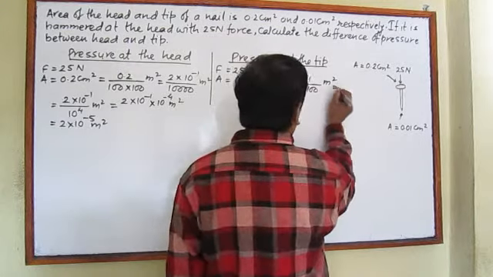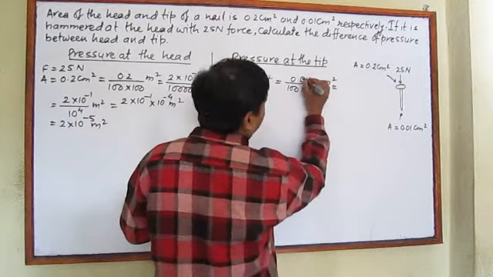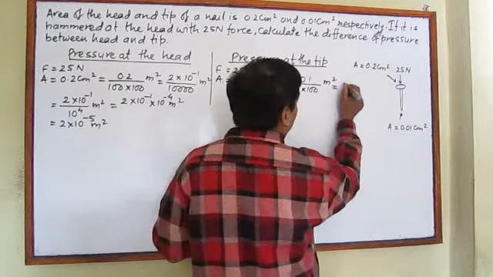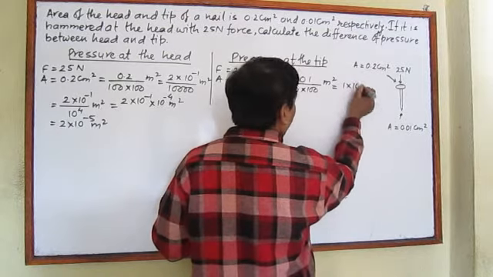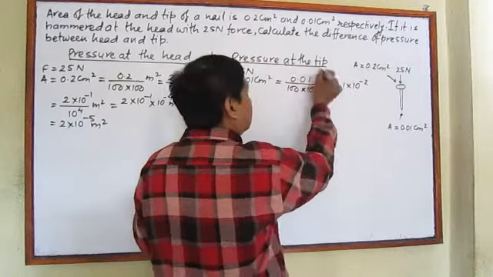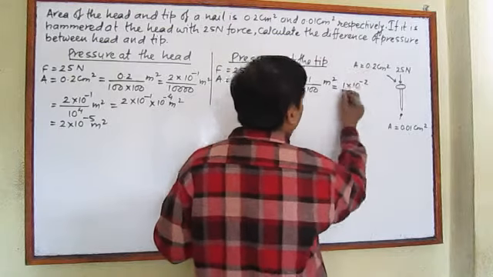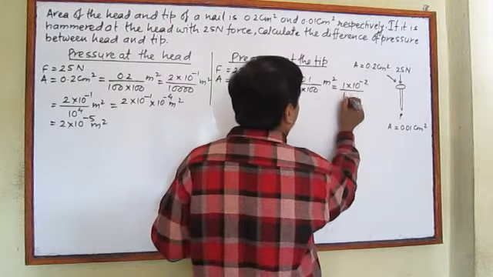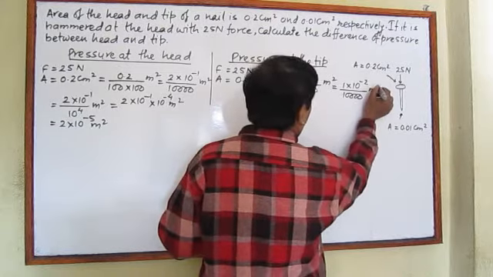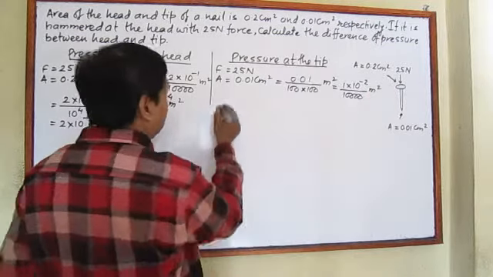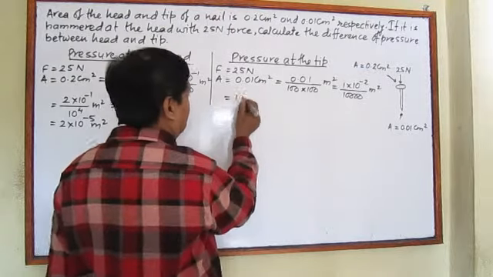This is equal to, if the point is shifted 2 digits to the right hand side, then there is 1 into 10 to the power minus 2. Why minus 2? Because the point is shifted 2 digits to the right hand side, that's why the power is negative 2. Divided by 10,000, and the value is in meter square. Okay, this is equal to, now 1 multiplied by 10 to the power minus 2 means 10 to the power minus 2.